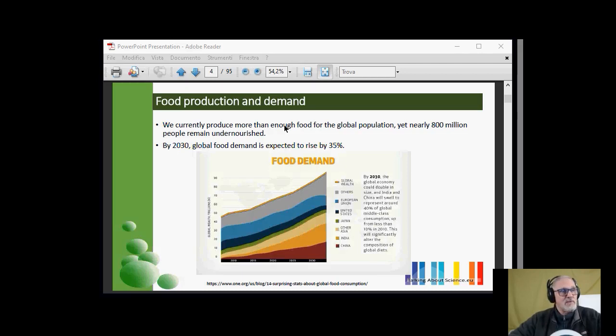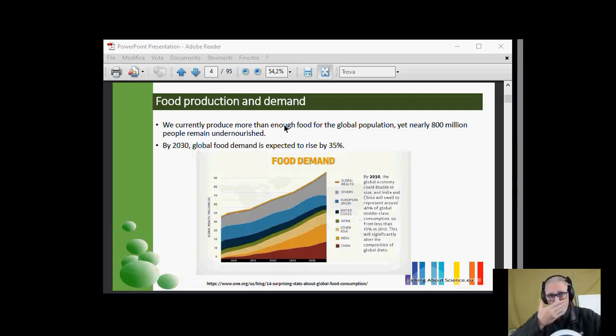And so what the problem really is around feeding everybody is more to do with the distribution rather than the actual food itself. However, as we will see, there are some other aspects about what it is that people eat, which have other influences, have effects on the environment.